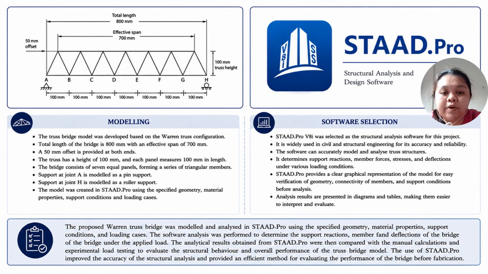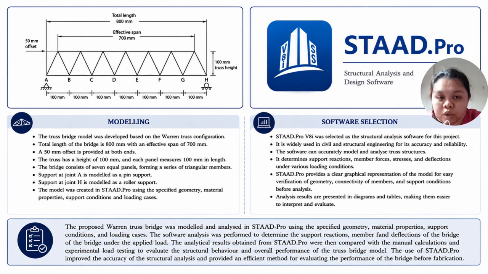The total length of the bridge is 800 millimeters with an effective span of 700 millimeters. A 50 millimeter overhang is provided at both ends. Each truss panel has a length of 100 millimeters, resulting in 7 equal panels. The truss height is also 100 millimeters, giving a balanced structural geometry.